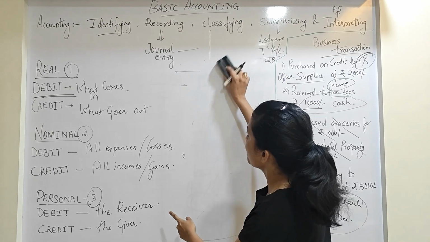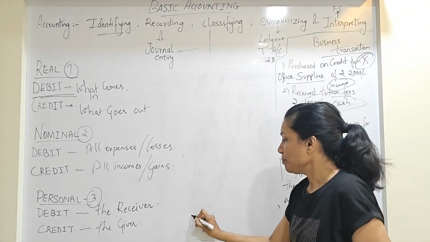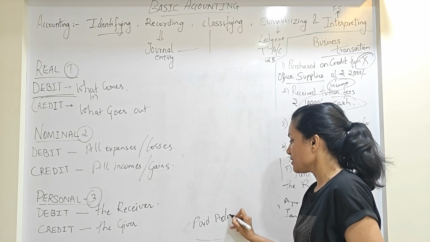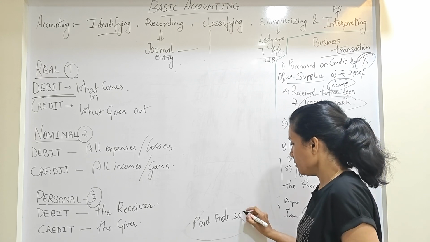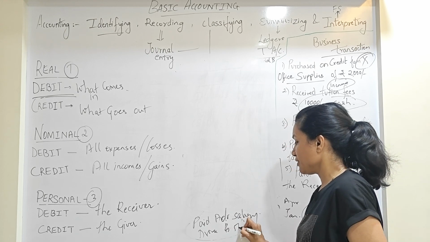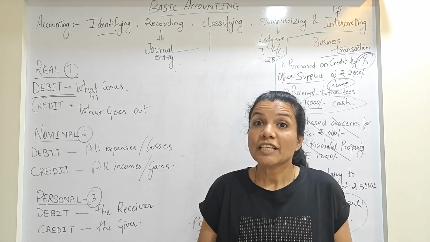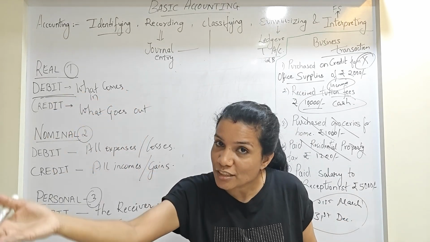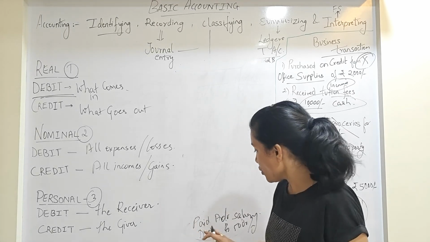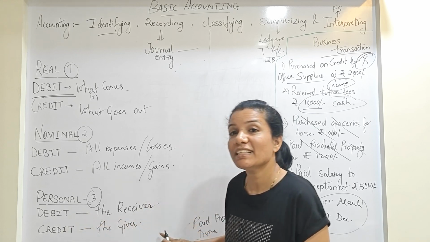Now, for the receiver, let's take another example. I paid advance salary to my peon or my driver, rupees 5,000. Now what happens? Advance salary means he's not given me any services yet. He will be giving me his services in the next month. He'll be driving my car next month. I am giving him advance salary. So since he is the receiver, I'll call him my debtor.